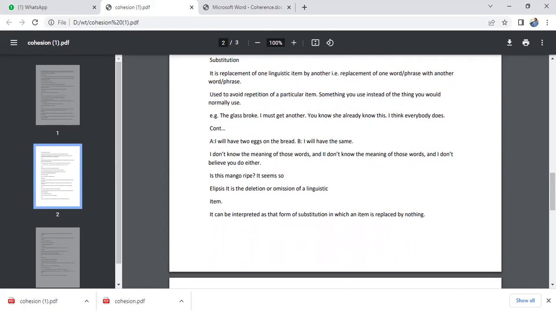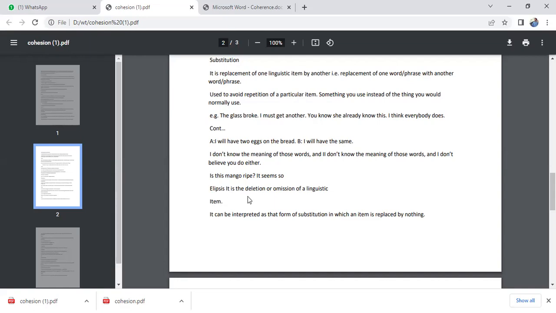I don't know the meaning of these words, and I don't know the meaning of those words. I don't believe you do either. Is this mango ripe? It seems so. It actually is referring to the entity mango. So it is a reference that is used in order to bring cohesion.